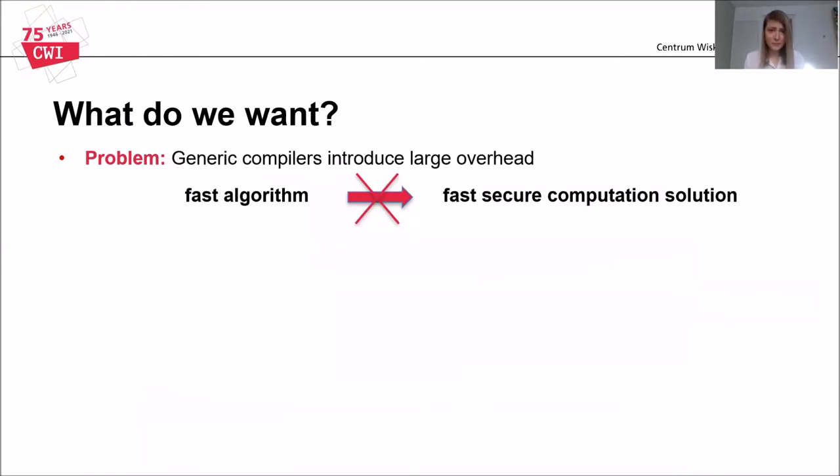So why is that? The generic compilers from the 80s, and of course a lot of work has been done since then, unfortunately typically introduce a large overhead in terms of communication and computation. So we can get from an algorithm to a secure computation solution, but we don't have yet that you can get from a fast algorithm to a fast secure computation solution. The goal is really to bring secure computation to everyday life. And this is something that's starting now, but we're not quite there yet.